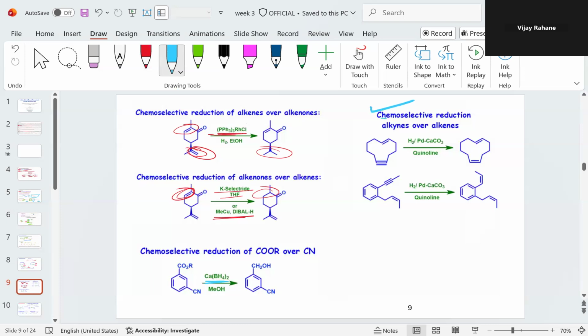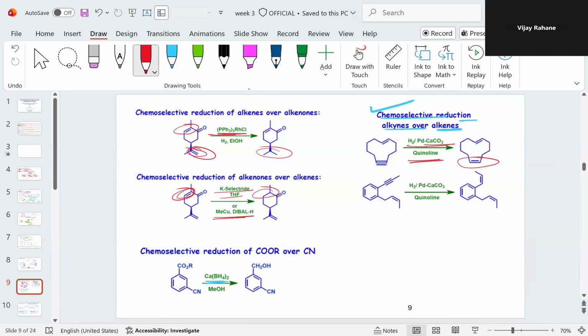Another chemoselective reduction is of the alkyne or alkene. So we have the alkene and the alkyne, and if you want to selectively reduce the alkyne, that is the triple bond, then what can we use? We can use palladium on calcium carbonate, with quinoline as a ligand. In this condition, we can selectively stop the reaction at the olefin stage.